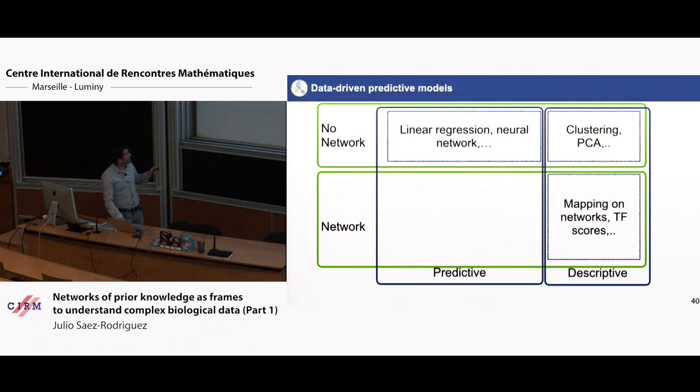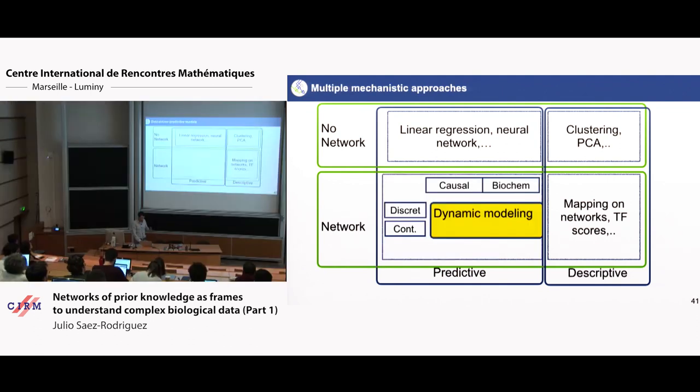And again, this predictive model, I can do it in a purely data-driven way: machine learning, statistics, linear regression, tons of methods. Or I can try to build a predictive model based on a network formalism. And this is where dynamic models fit in, which again come in different flavors, can be discrete or continuous, and can be based on a causal description of the model or on a biochemical description of the model. I will elaborate a bit on this now, but basically, this is just to place dynamic modeling in the context of other computational approaches, network-based or non-network-based.